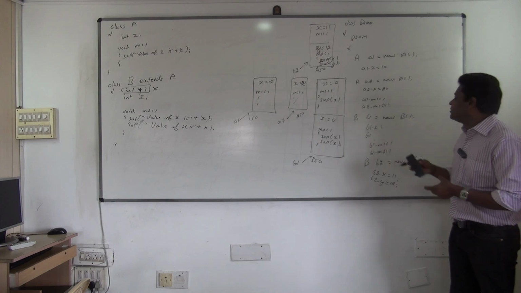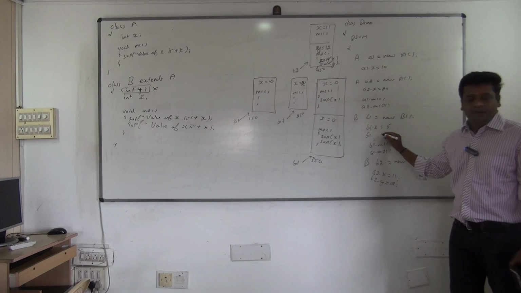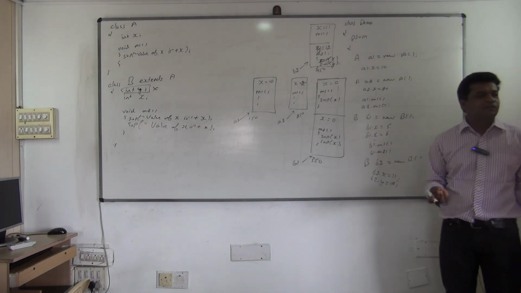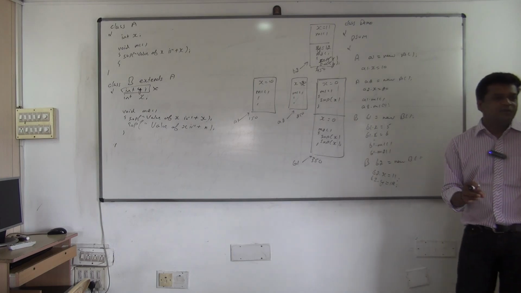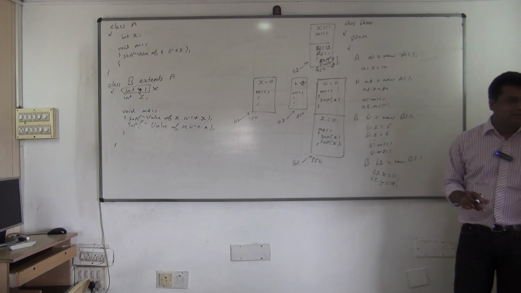So now, how will you initialize? B1.x is equal to 5. B1.x is equal to 6. Your intention is what? For one X you want to give the value 5. For another X you want to give the value 6. That's all your intention is, nothing more than that. But what will happen now? You will get error.